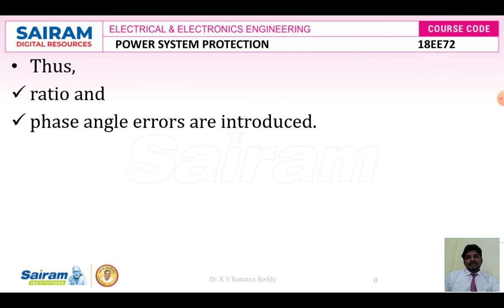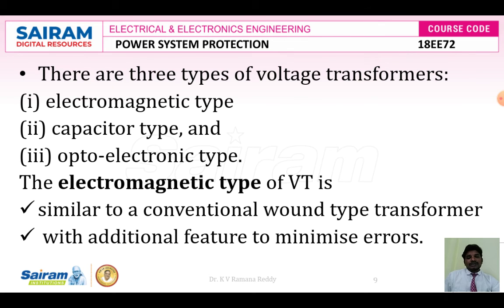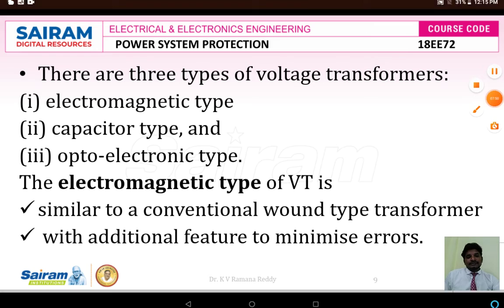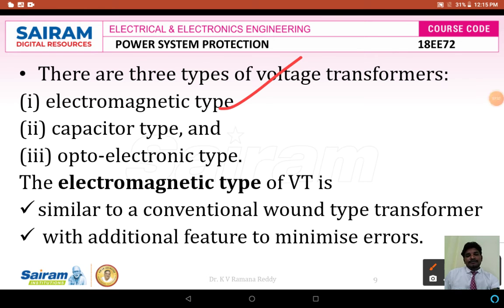Thus the ratio and phase angle errors are introduced while we are transferring the voltage from the primary coil to the secondary coil when it steps down. Definitely there are some errors, called ratio errors and phase angle errors. There are three different types of voltage transformers, namely the electromagnetic type voltage transformer, the capacitor type voltage transformer and the optoelectronic type voltage transformer.